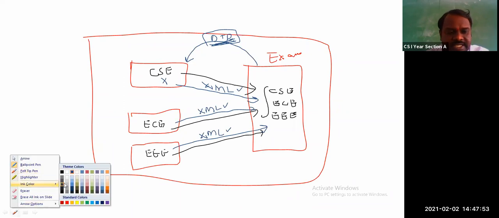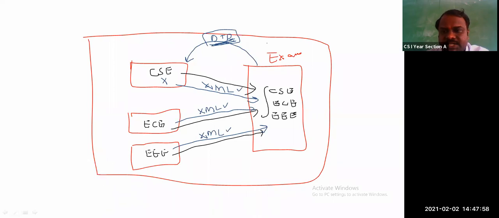Then what does the exam branch do? After receiving this data, the exam branch will check it against the given DTD. They will check whether the CSE department XML file is implemented based on this rule or not. They will test using some software. I will tell you about online tools to validate this.